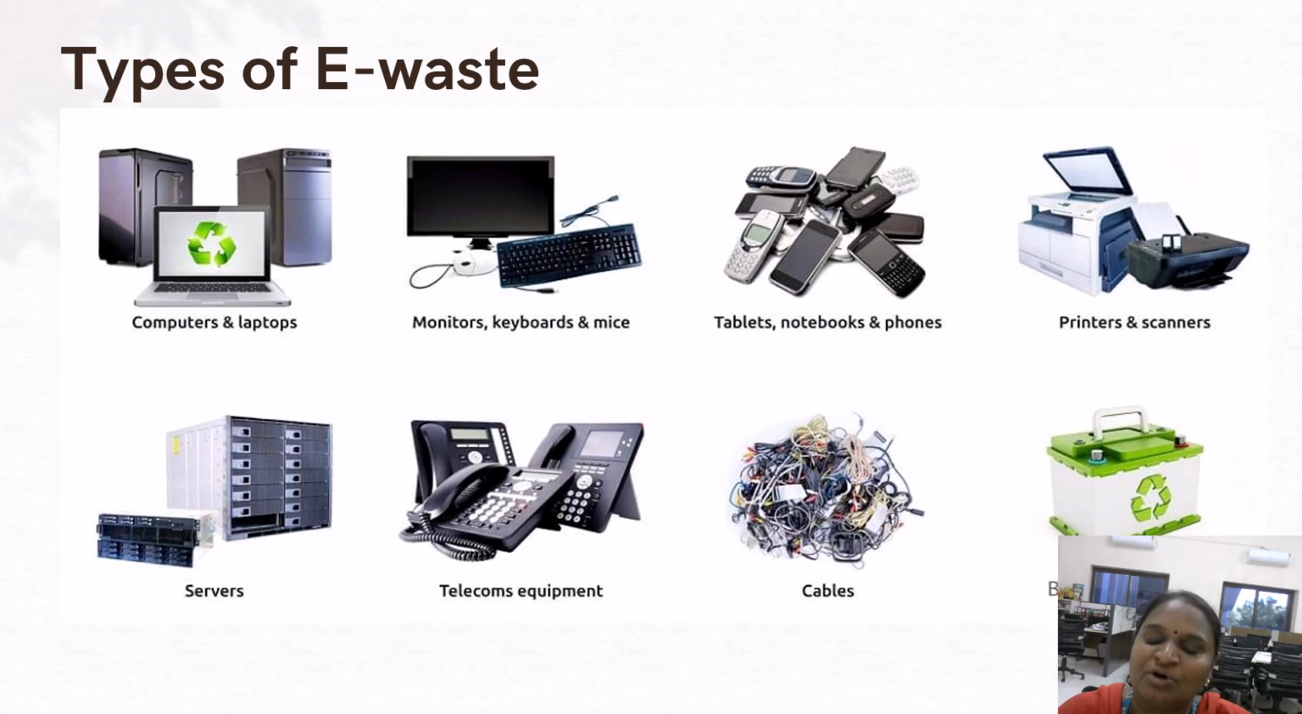So these are some of the types of e-waste. Suppose you see here computers and laptops. This is a PC machine, and from that you can generate a lot of e-waste. Then here you can see monitors, keyboards and mice. Here also we can generate e-waste. Here you can see some tablets, notebooks and phones.